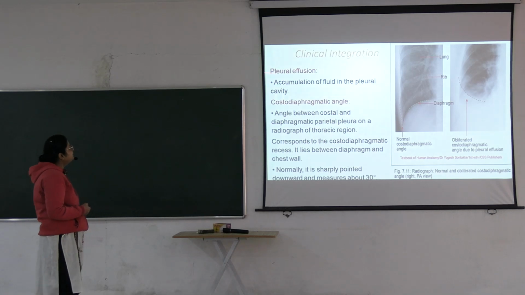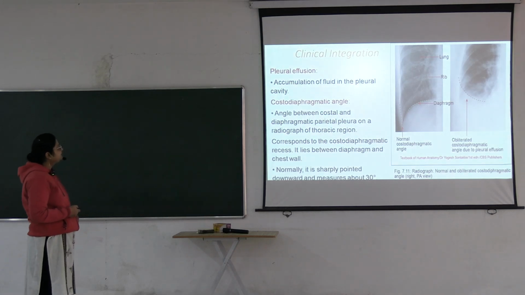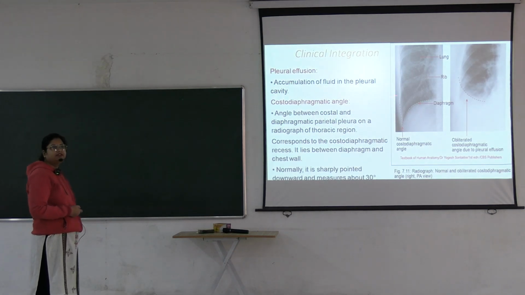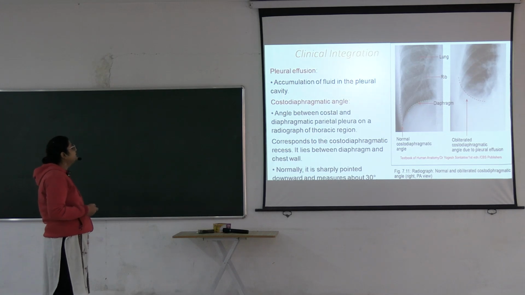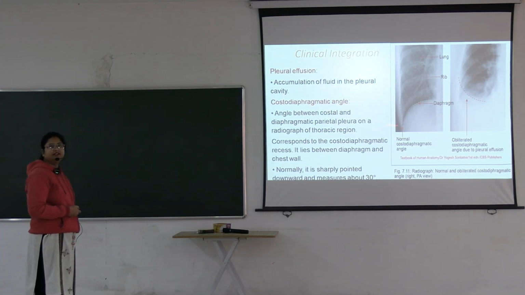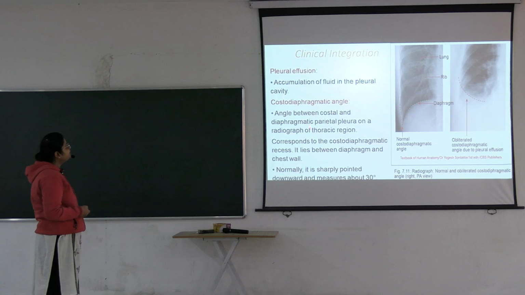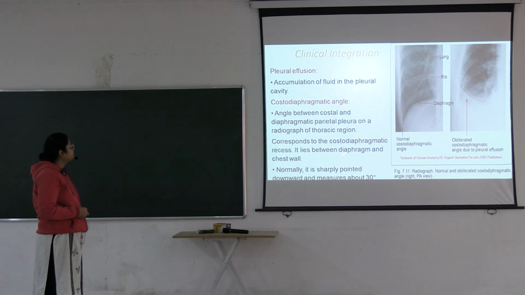So pleural effusion: there is accumulation of fluid in the pleural cavity. This is known as pleural effusion. Next we go to the costodiaphragmatic angle. It is the angle between the costal and diaphragmatic parietal pleura on a radiograph of the thoracic region.